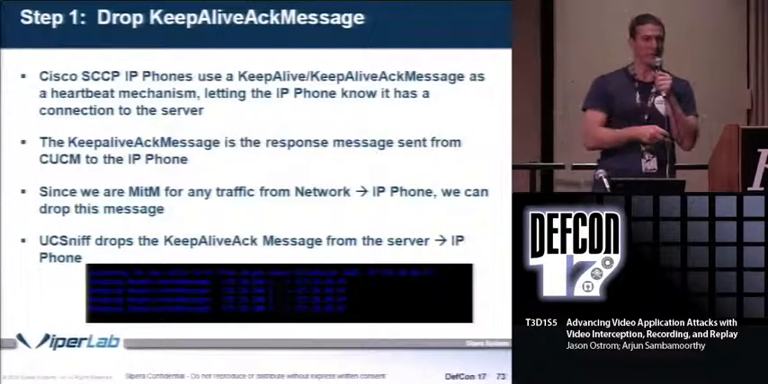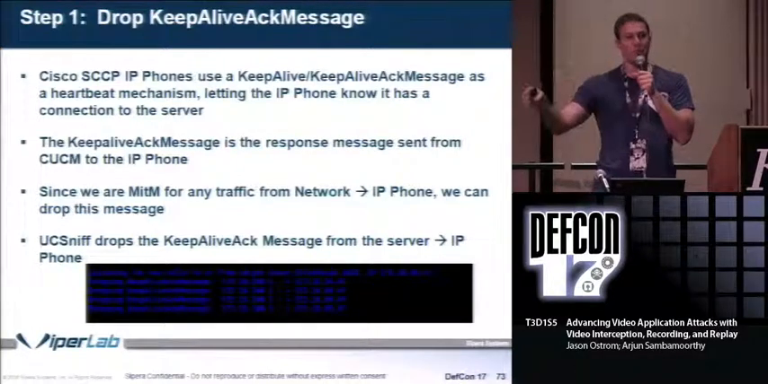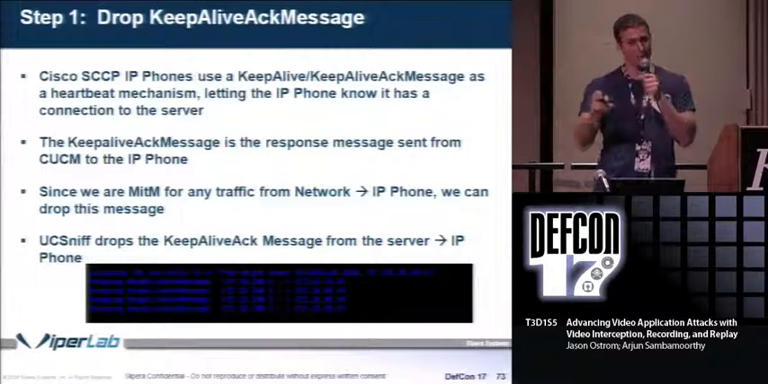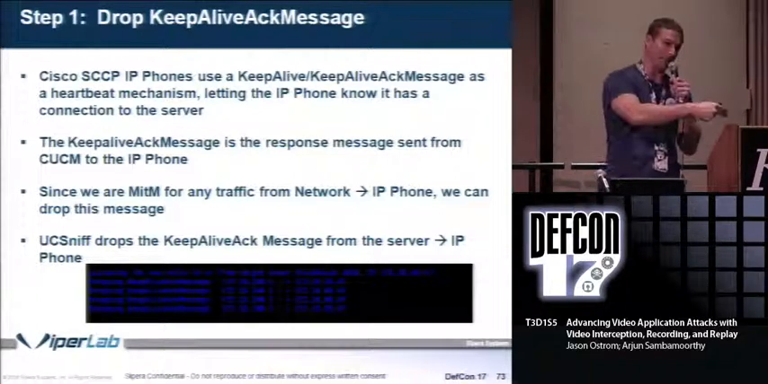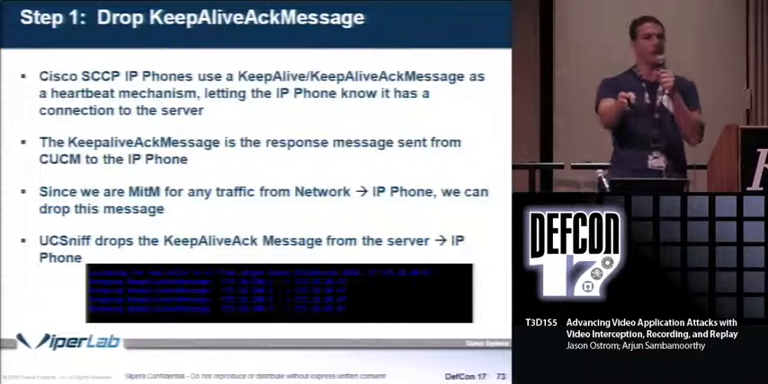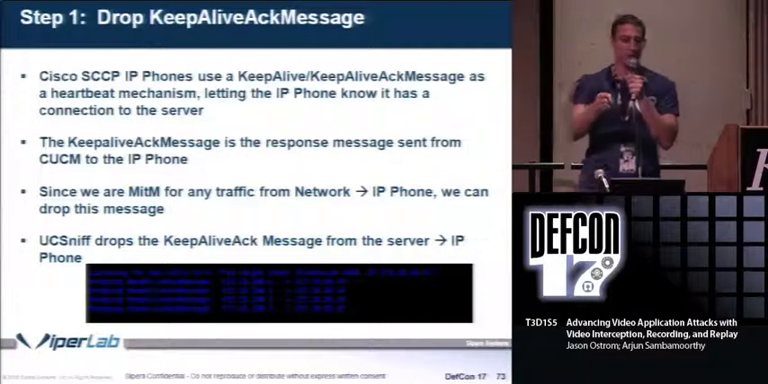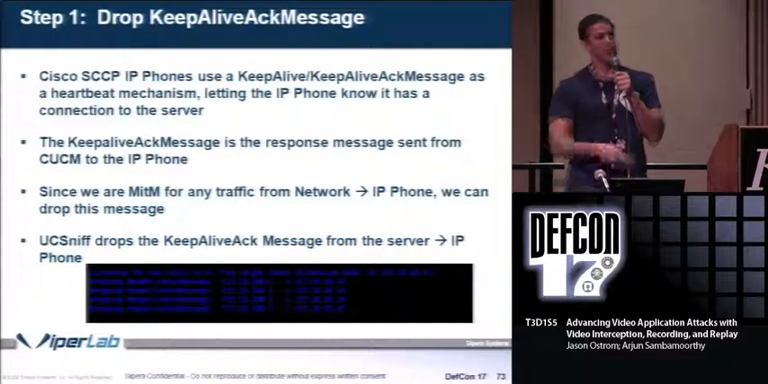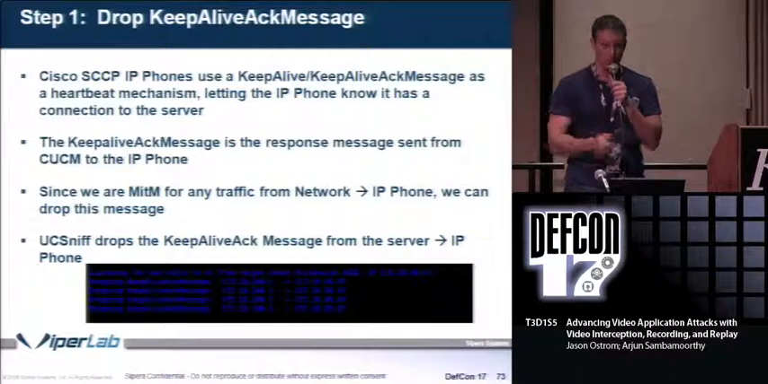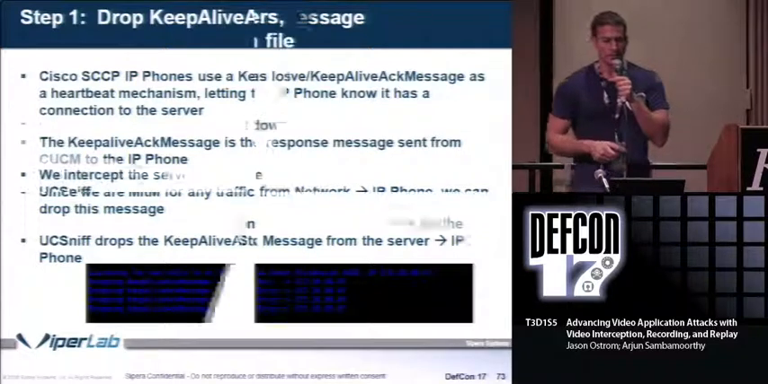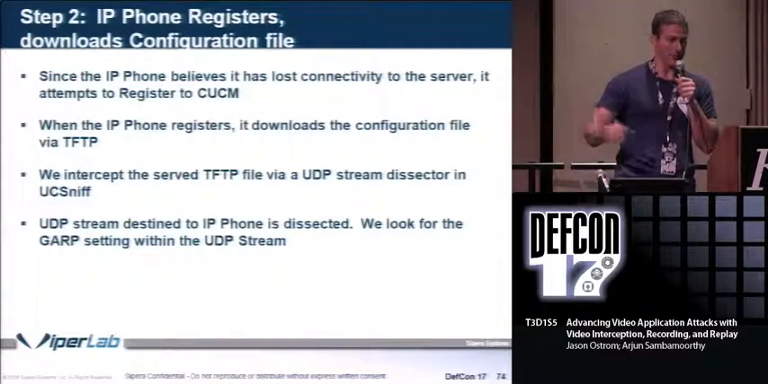Now, this is a heartbeat mechanism between the phone and the server. We can't intercept what's from the phone to the network, but we can intercept the return traffic back to the phone. So we start blocking the keep alive ACK message from the server to the phone, no matter where the server is. Now, all of a sudden, the phone will think that it's lost registration. So it'll try to re-register to the server. When it does this, it actually does a TFTP GET for its configuration file.